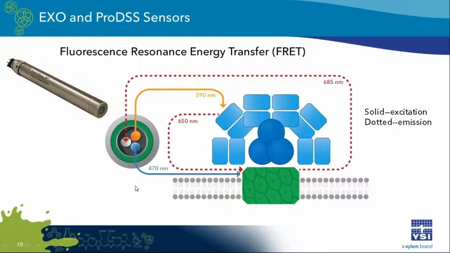If you want to excite the chlorophyll molecule directly, again, you still use blue light and you excite it, and again, you're reading 685 nanometer wavelengths of light. So really, there's only one detection wavelength, and there are two channels for excitation. This is why we call it a dual channel sensor.